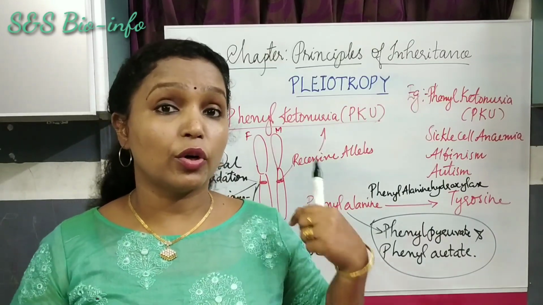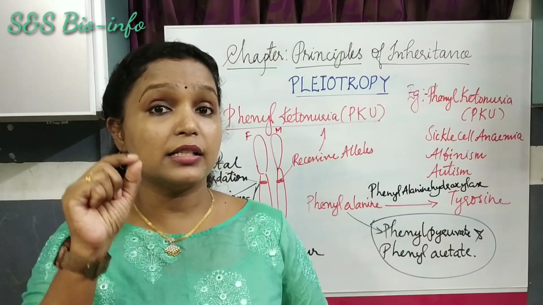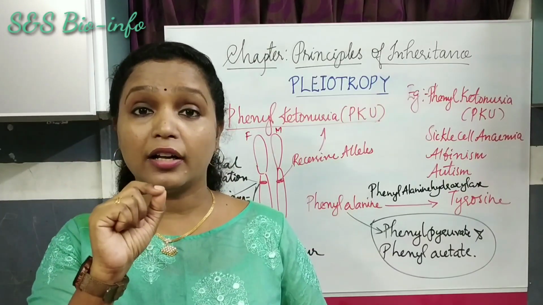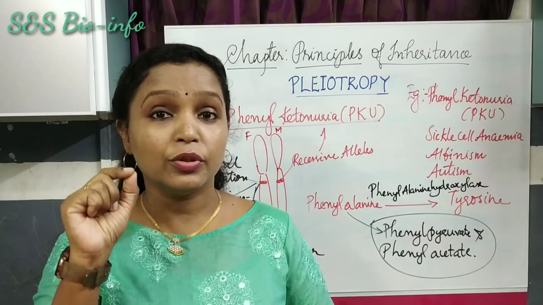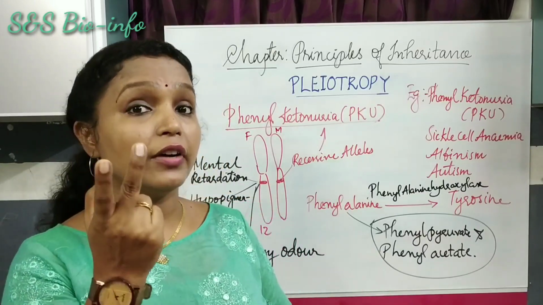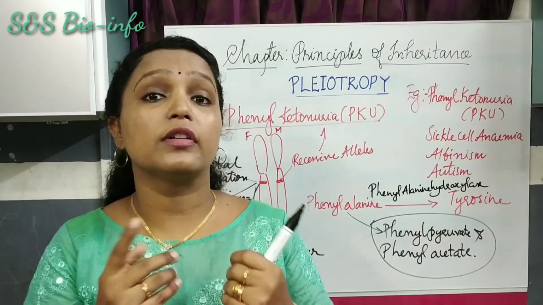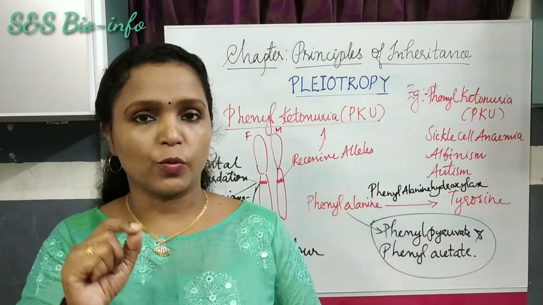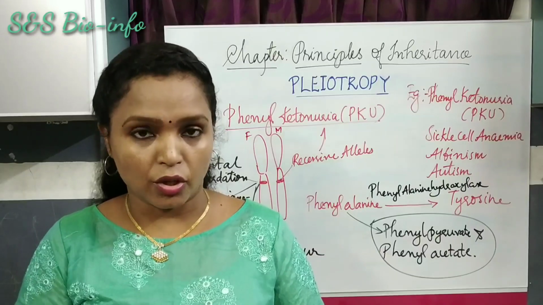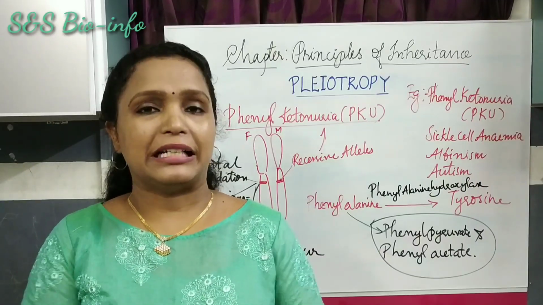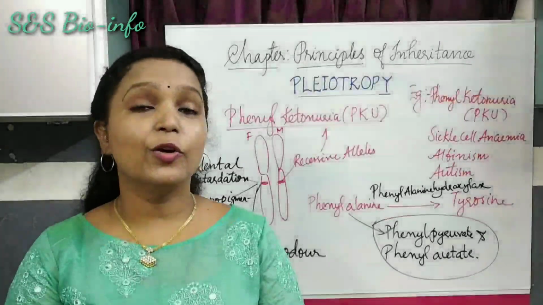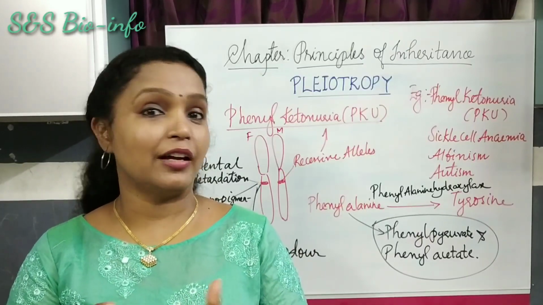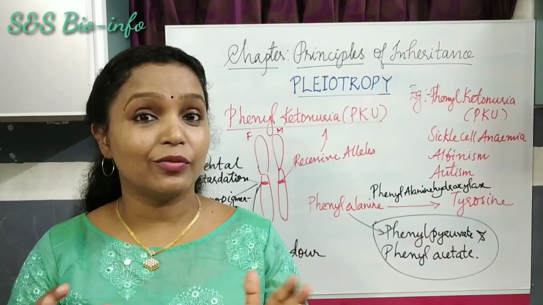I have told you just before that it is an inborn metabolic error. It's a genetic disorder because it is caused by the mutation of the recessive allele, the presence of one pair of recessive alleles in chromosome number 12. That is why it is called a genetic disorder. It's an inborn metabolic error. I hope you understood the portion well. Pleiotropy, the multiple gene effect: a gene controls more than one effect.